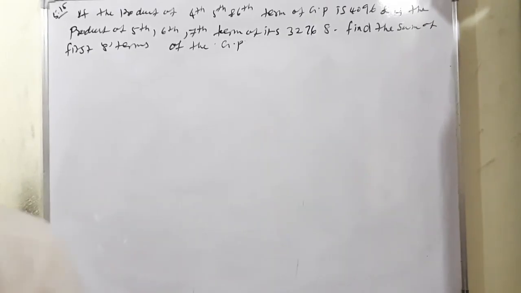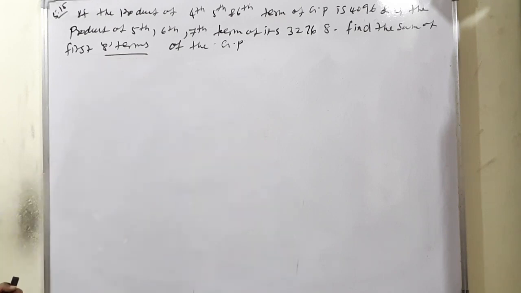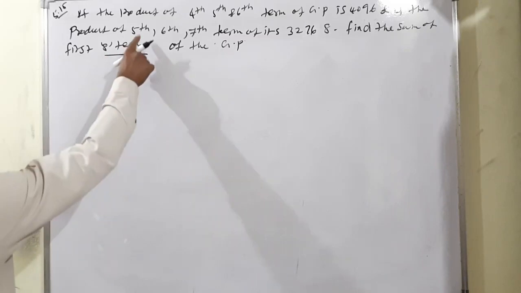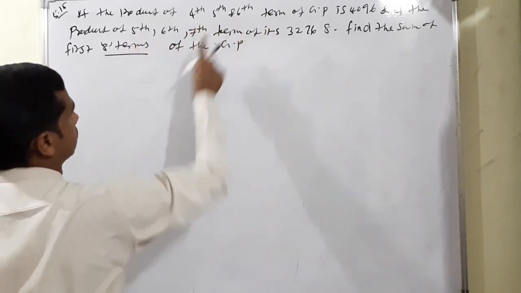Question number, example 5.15. If the product of the 4th, 5th and 6th term of a geometric progression is 4096, and if the product of the 5th, 6th, 7th term of it is 32768, find the sum of the first 8 terms. Okay. So, find the sum of first 8 terms. Geometric progression means, what is the meaning? So, 5th, 6th, 7th, geometric progression. So, 4th and 5th, 6th is there, isn't it?